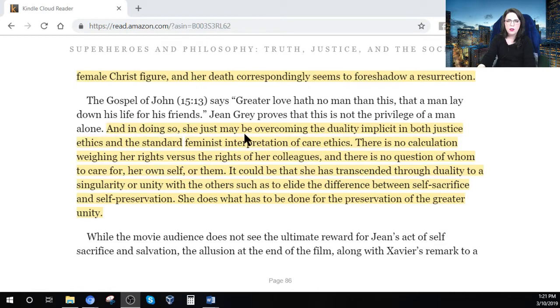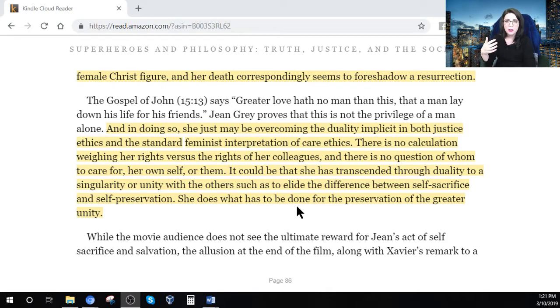She says that in doing so, she just may be overcoming the duality implicit in both justice ethics and the standard feminist interpretation of care ethics. There's no calculation weighing her rights versus the rights of her colleagues, and there's no question of whom to care for, her own self or them. It could be that she's transcended duality to a singularity or unity with the others, such as to elide the difference between self-sacrifice and self-preservation. She does what has to be done for the preservation of the greater unity.